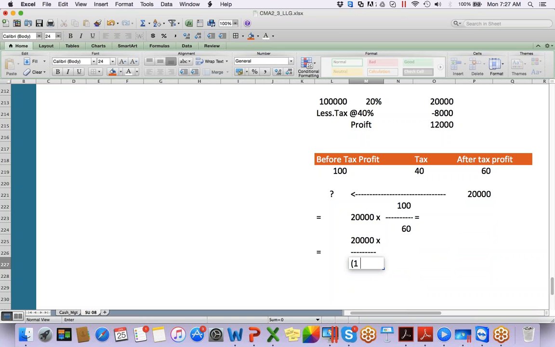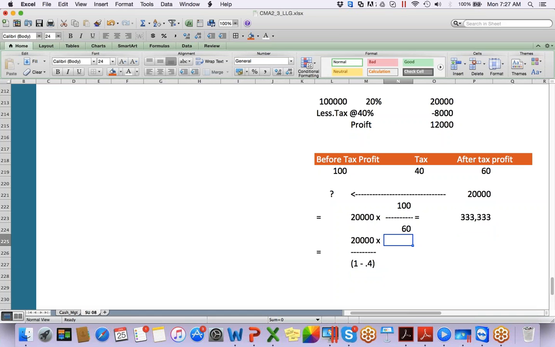This is going to be 1 minus the tax rate 0.4. This will also give you the same amount. Now let us calculate 20,000 divided by 60 times 100. How much is that? You should earn 33,333.